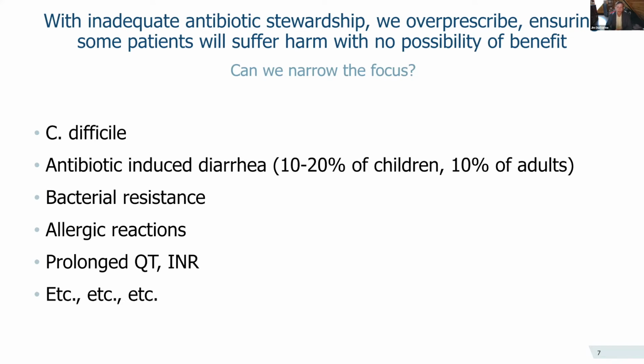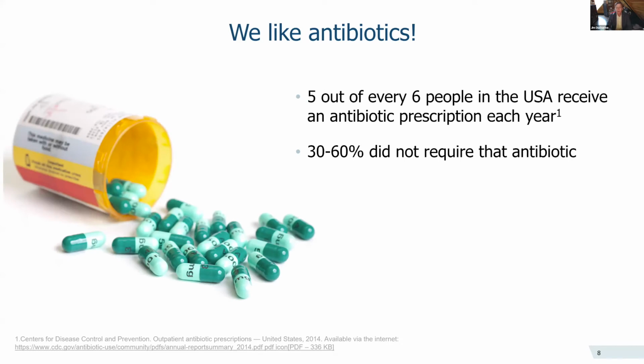We all agree that we don't have adequate antibiotic stewardship. We overprescribe because we feel in many cases they meet the criteria. We have to give them antibiotics. But how do we narrow the focus to avoid all of the complications you see listed here? Antibiotic-induced diarrhea, C. diff, bacterial resistance patterns, allergic reactions, prolonged QTs. It goes on and on and on, the side effects and the adverse effects of antibiotics. And unfortunately, we like antibiotics. This is a statistic that showed that 5 out of every 6 people in the United States receive an antibiotic prescription every year, most of whom don't need it.